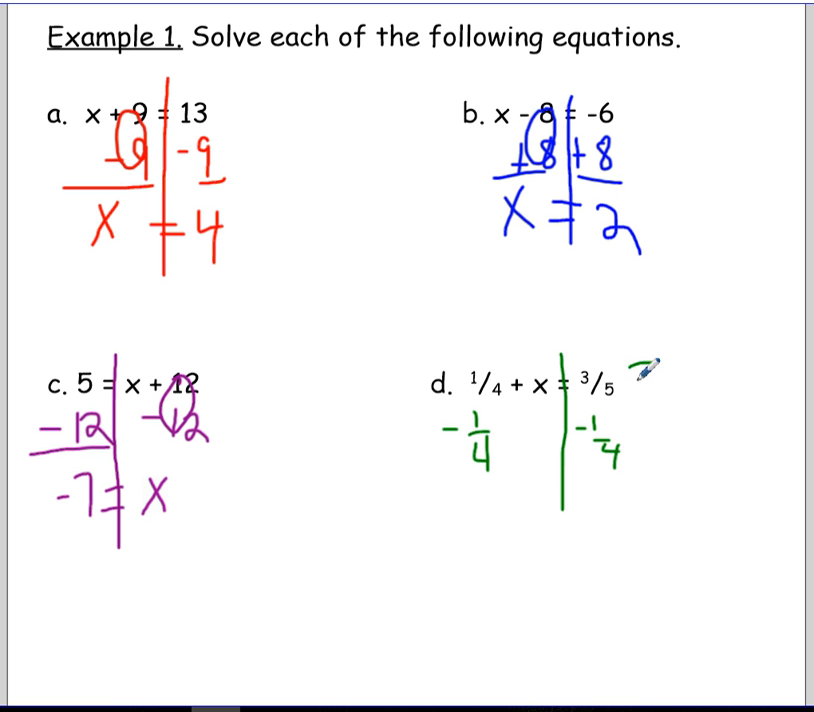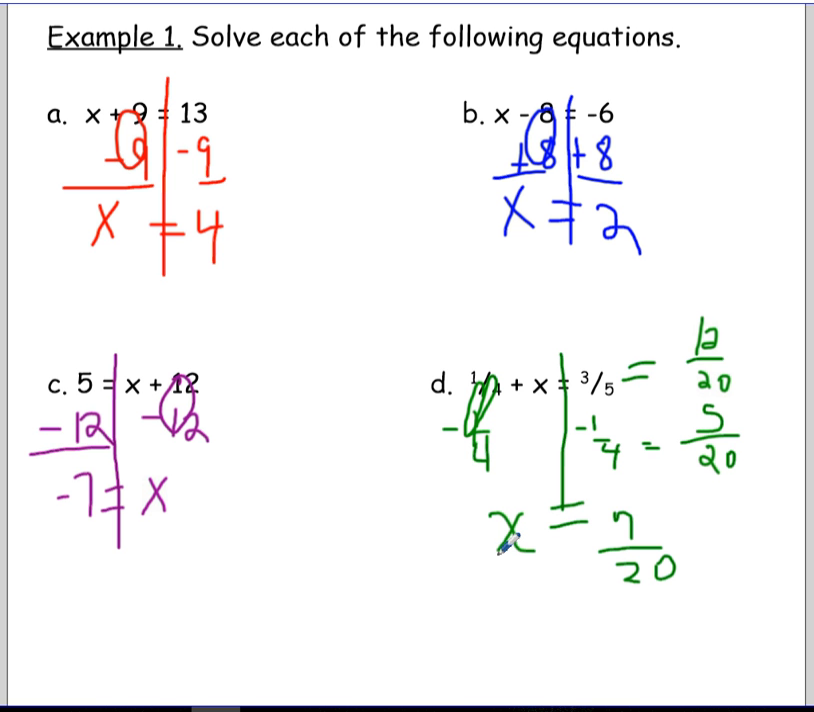And so let's get our common denominator. The common denominator for 4 and 5 is 20. 5 times 4 is 20, so 3 times 4 is 12. And 4 times 5 is 20, so 1 times 5 is 5. And remember, we're subtracting, so 12 minus 5 is 7 over the common denominator of 20 on that side. On the left-hand side, our 1/4 minus 1/4 zeros out, and we'll bring down our x. So x is equal to 7/20.